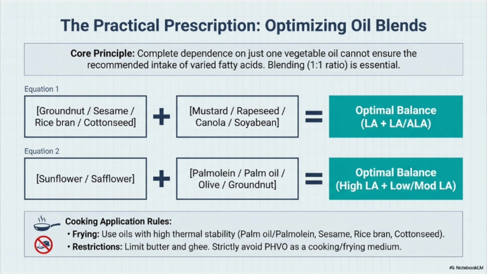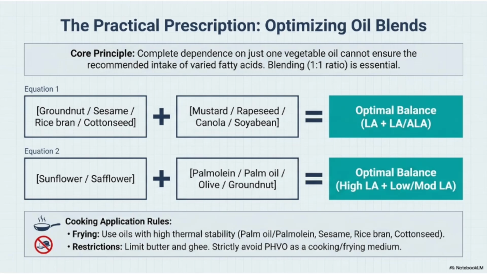The core principle is that complete dependence on just one vegetable oil cannot ensure the recommended intake of varied fatty acids. So, blending oils in a 1 to 1 ratio is essential. One equation for optimal balance combines groundnut, sesame, rice bran, or cottonseed oil with mustard, rapeseed, canola, or soya bean oil to balance linoleic acid with alpha linolenic acid. Another equation combines sunflower or safflower oil with palmolein, palm oil, olive or groundnut oil to balance high linoleic acid with low to moderate linoleic acid.